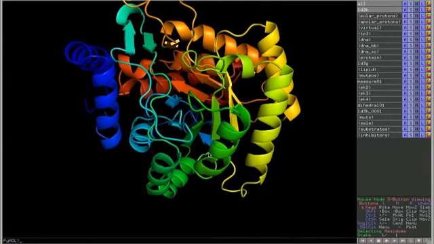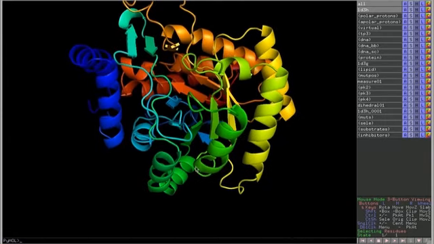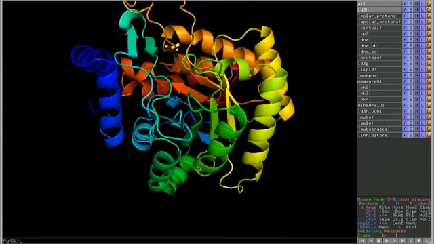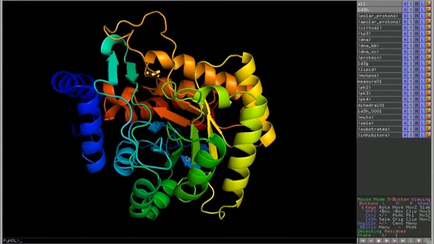Let's see. Another nice view is sort of the view that you might see if you were a water molecule bouncing around the outside of the protein, which is called a surface representation.